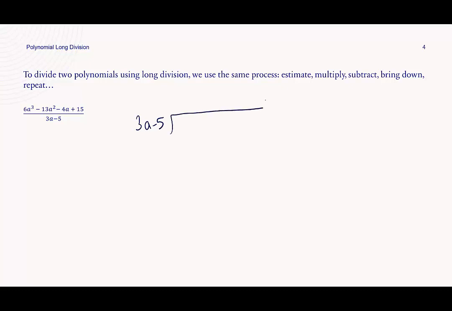That's the divisor. And then I'm going to make a really long bar. I might even have to extend it. Let's see. 6a cubed minus 13a squared minus 4a plus 15. And now we start the dividing process.